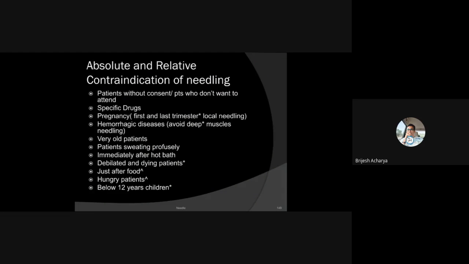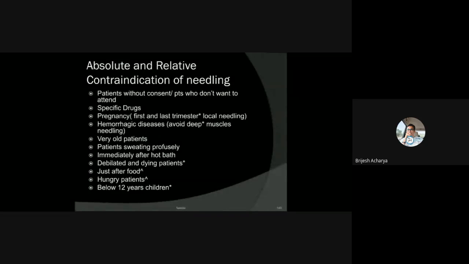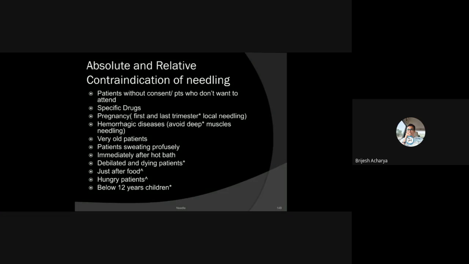We'll explain one by one. One is when the patient does not give consent. You should not perform dry needling. There are specific drugs, especially if the patient is on blood thinning drugs or has hemophilia, you should avoid dry needling. If the patient is pregnant, you should avoid the first and third trimester near the abdomen and back, because of the prostaglandin release, there is a chance that the patient may have premature labor pain or pregnancy termination.